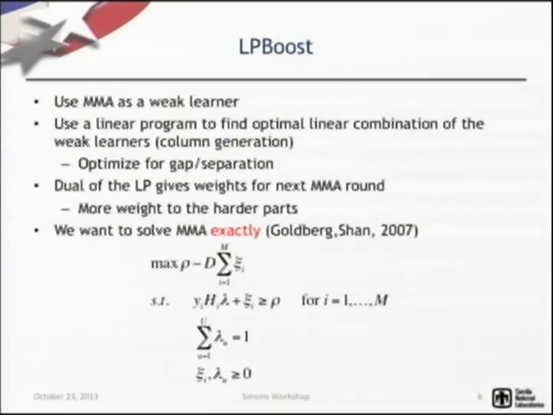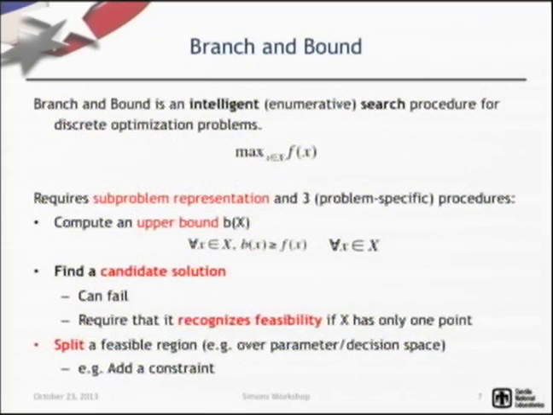And we would like to solve it exactly because Goldberg and Sean in 2007 said that if you use an exact separation, at least in certain parts of the computation, rather than a heuristic, you tend to get better classifiers, at least in certain instances. So we're going to solve the problem exactly using branch and bound.